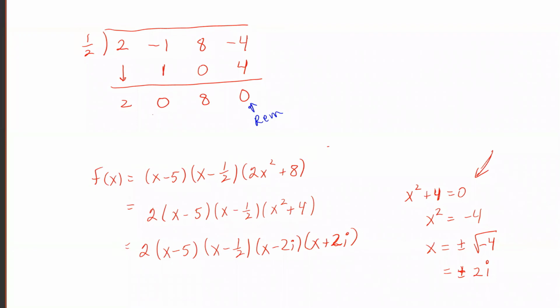And so really the process is identical to what it was earlier when we found the real zeros. The only new piece to the puzzle is finding the non-real complex zeros when you have an irreducible quadratic expression. Other than that, completely the same.